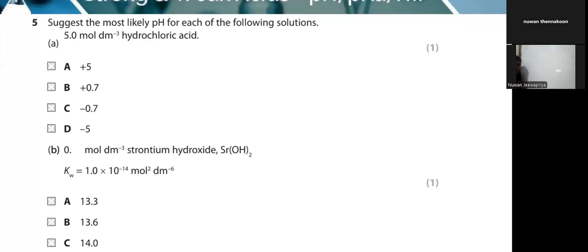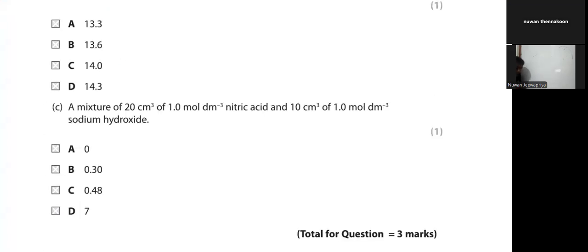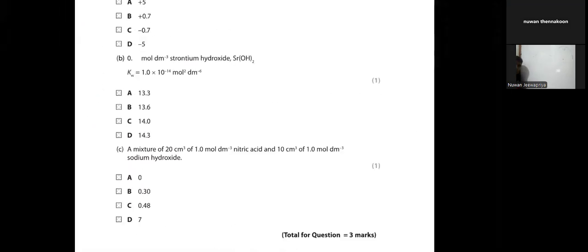They have given 5 moles per cubic decimeter hydrochloric acid, and the other one is 0.1, please make it 0.1 moles per cubic decimeter strontium hydroxide. The next one is a mixture of 20 cubic centimeters of 1 mole per cubic decimeter nitric acid and 10 moles per cubic decimeter sodium hydroxide. So, like that, a set of questions they ask.